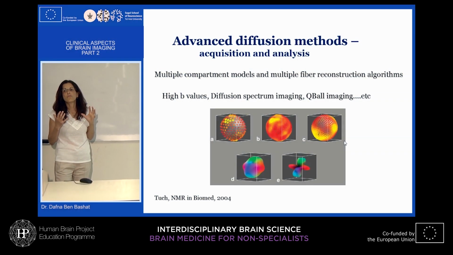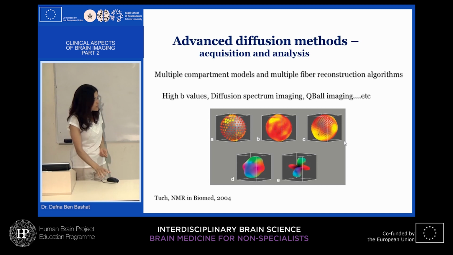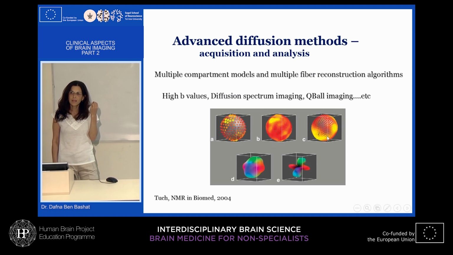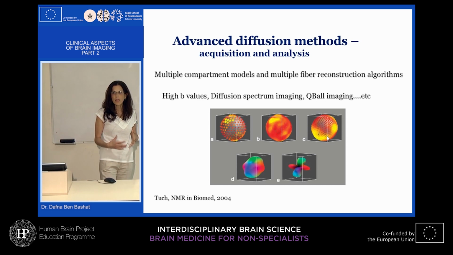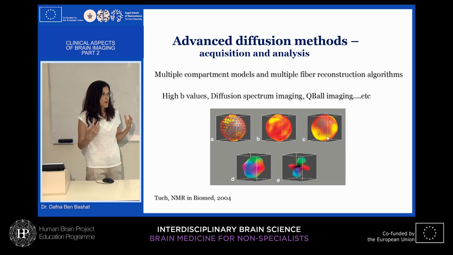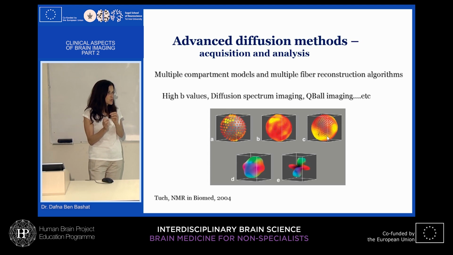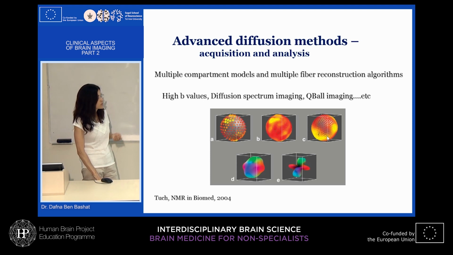There are a lot of advanced diffusion methods, which I will not go over, but all the time they are evolving and new methods are coming. When we are talking about multiple compartment models and fiber reconstruction algorithms, to better understand and characterize those voxels, with kurtosis imaging and Q-ball, there are many methods based on different algorithms, based on different assumptions of the way that the diffusion is occurring within the voxels. And if you are interested, there are really a lot of methods.